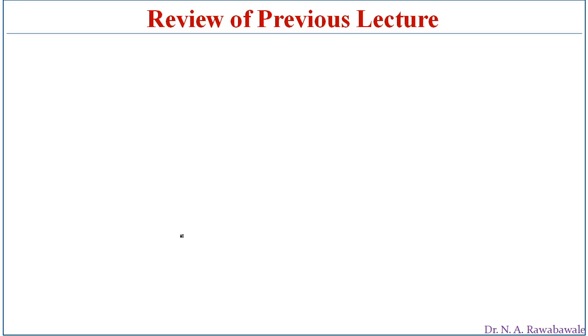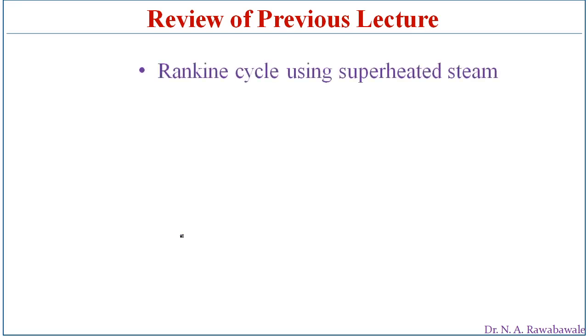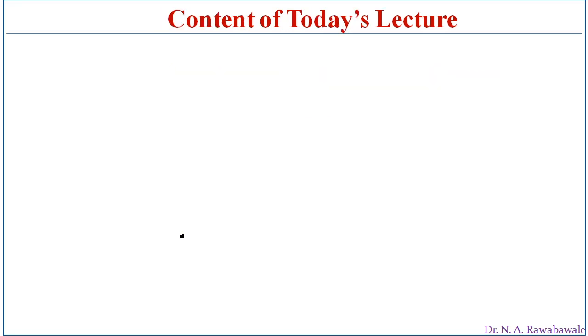In the previous lecture we studied the Rankine cycle using superheated steam, to find the efficiency of the Rankine cycle in terms of latent heat of vaporization and temperature. So we discussed that in the previous class. At the same time, we discussed the modified Rankine cycle in the previous lecture.